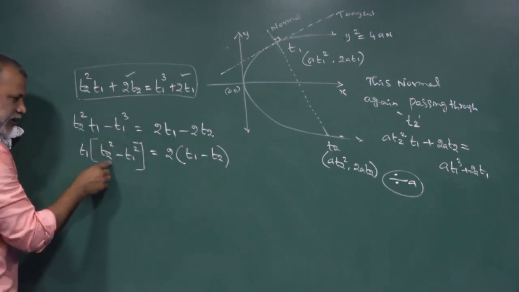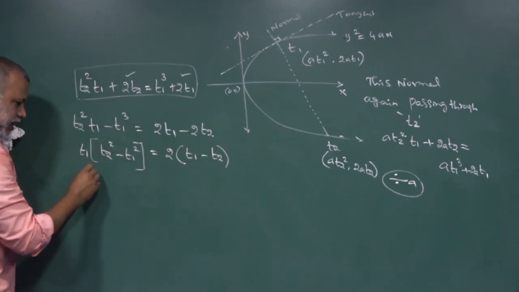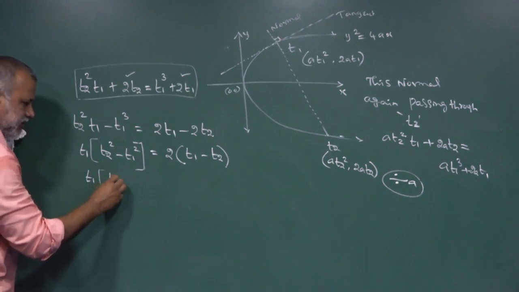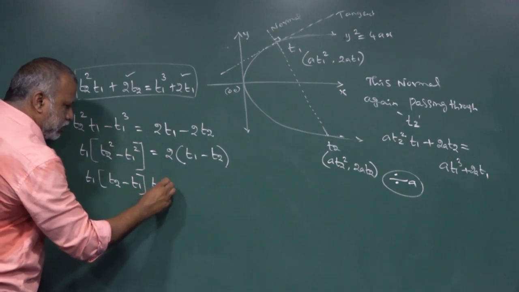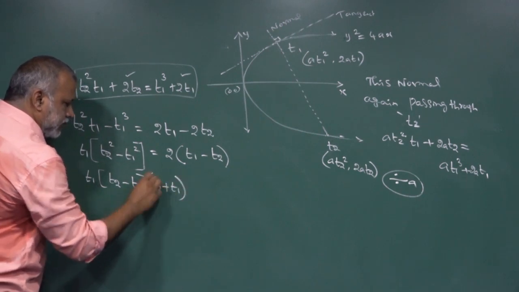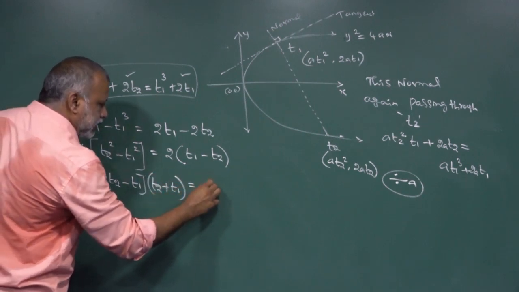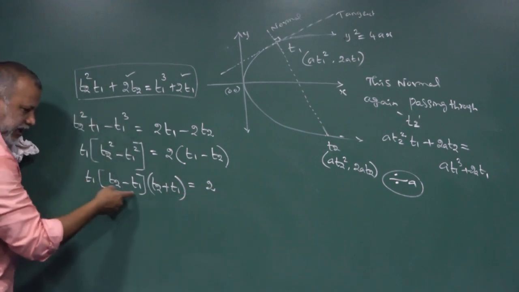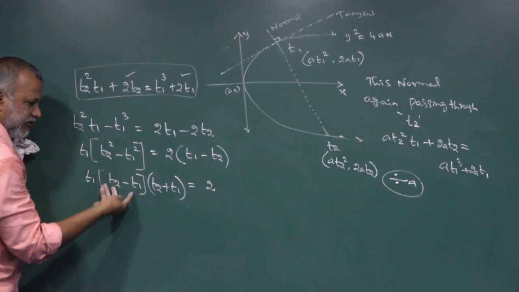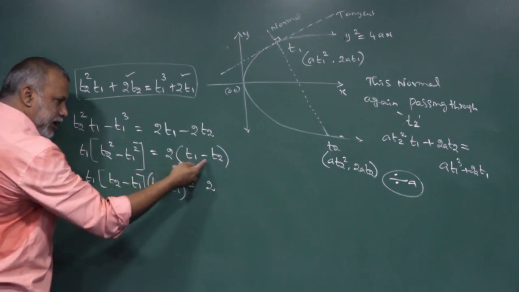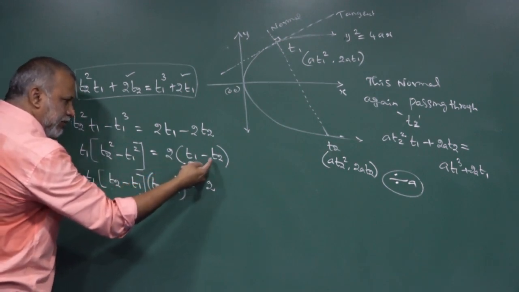So now it is in the form of a squared minus b squared. It can be split like this: (t2 minus t1)(t2 plus t1). See your RHS side now. Listen. Here in your LHS, we are getting the factor t2 minus t1, but in your RHS you are having t1 minus t2.